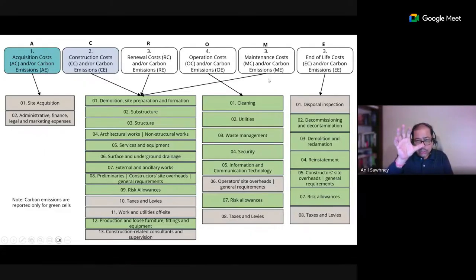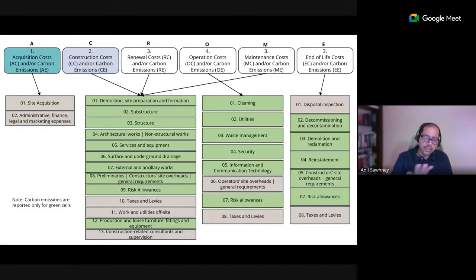For the operation costs and carbon category, you have a different hierarchy that is used. These are the groups: cleaning cost and carbon, utilities cost and carbon, waste management cost and carbon, security, ICT, and so on. And then you have your end of life, which has a separate hierarchy: decommissioning and decontamination emissions and costs, demolition and reclamation costs and carbon emissions, and so on.